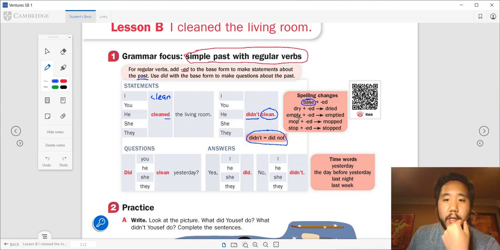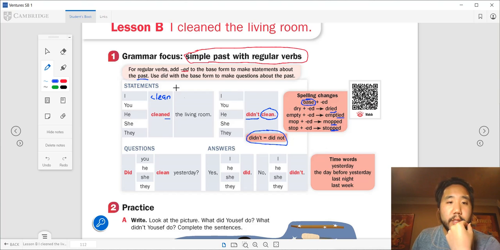And if you can see here, we have the word empty, E-M-P-T-Y. If we add the ed, the spelling has to change into I-E-D. And for mopped, we add another P, so there are two P's here. Same thing for stopped, two P's. So when we're adding ed, there are also rules that we have to remember based on the last letter of the verb. If it's a Y, we have to use IED. If it's P, we have to have double P's, something like that.